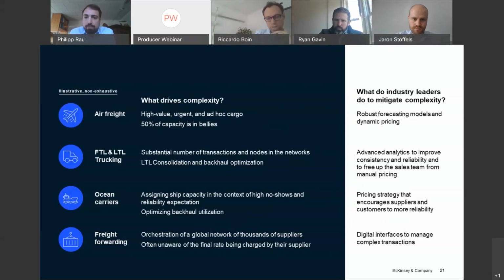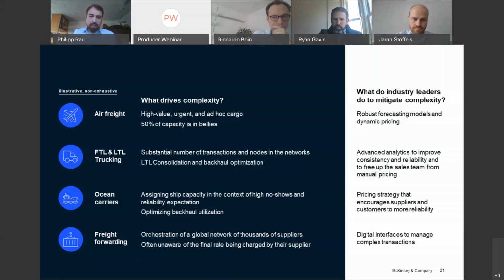And therefore, we believe industry leaders there need robust forecasting models and dynamic pricing. On the trucking side, I think the complexity is more driven by the substantially high number of transactions and also the complexity in the network, including backhaul optimization, which means there's a lot of advanced analytics required to improve consistency and reliability, but also to free up the sales teams from a lot of manual pricing.